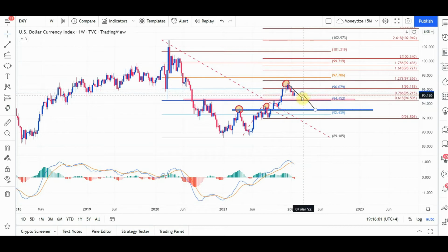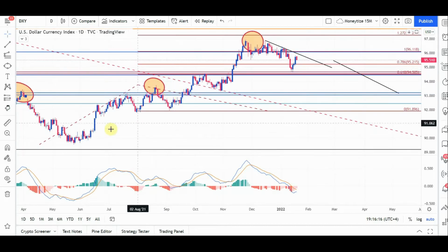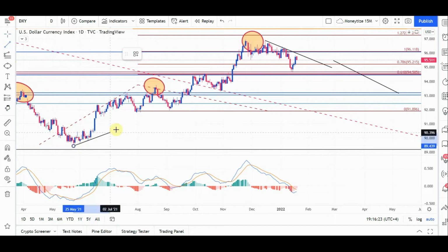And this pullback can be either to the first level of support or the second level of support. The first one is around 94.45, followed by the second level, which is around 93.10. And if we go to daily, on the daily, I'm expecting it to complete its 5-leg structure.